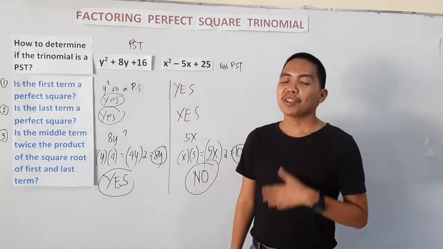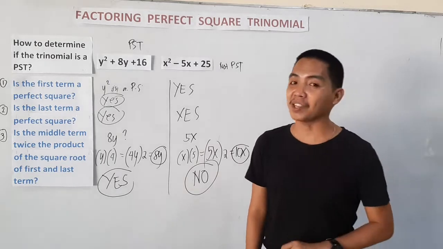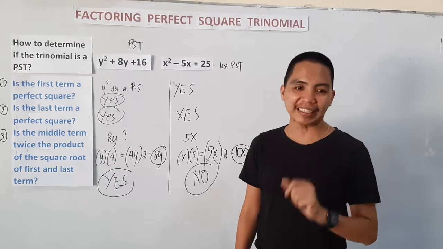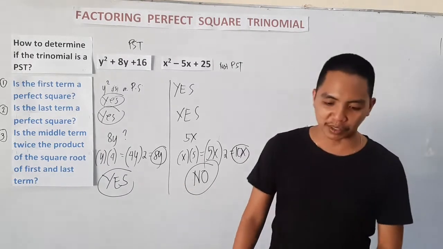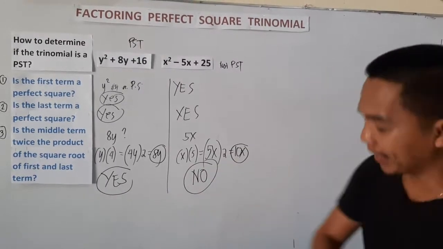So now, you know how to determine if the given trinomial is a perfect square or not. Let's proceed now with factoring.